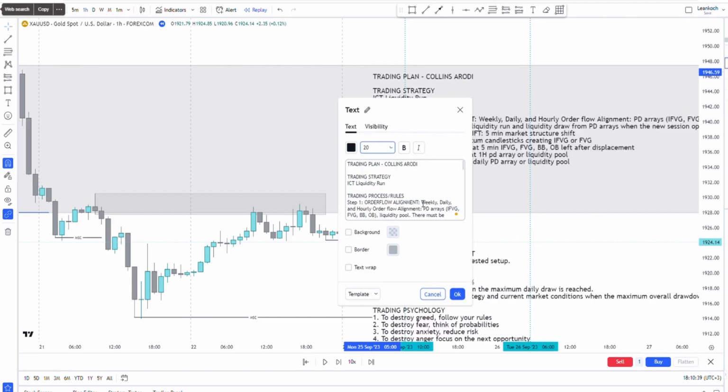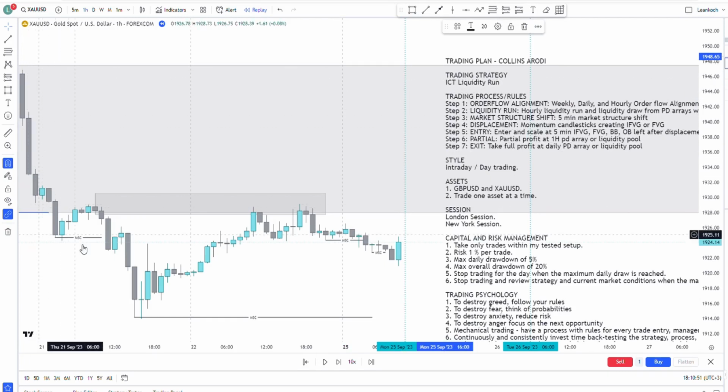Make this a little bit larger. The weekly order flow is bearish, daily order flow is bearish, and I'm just looking for alignment on the hourly order flow here. So this is an alignment that the order flow is still bearish, and what I want to see now is the liquidity run on the hourly time frame.